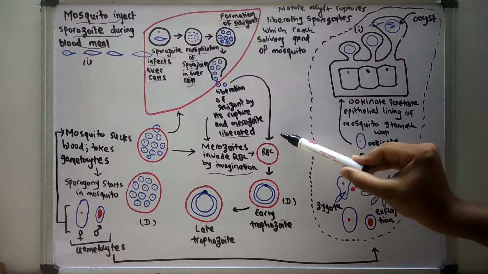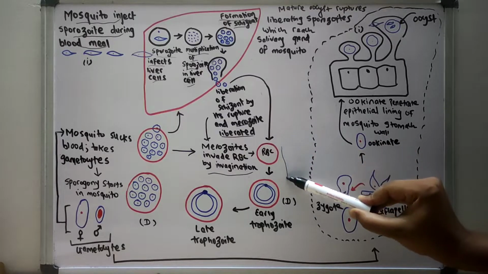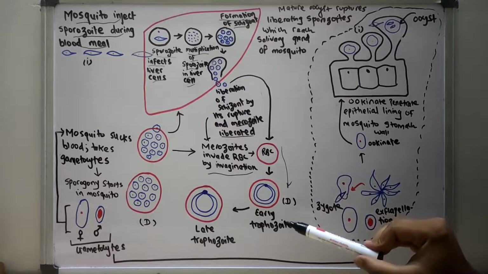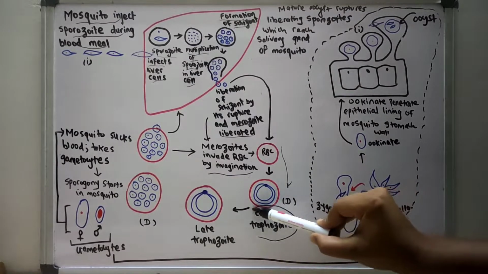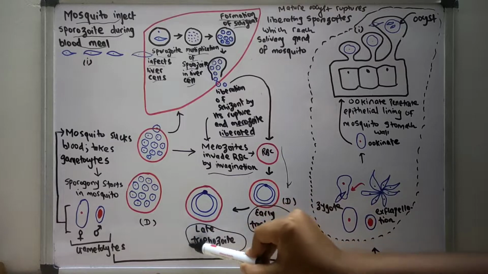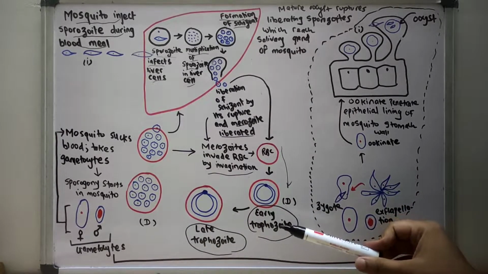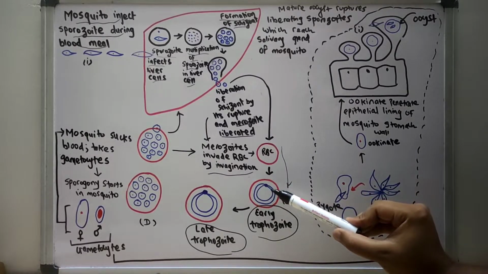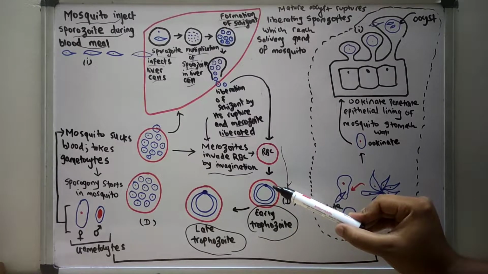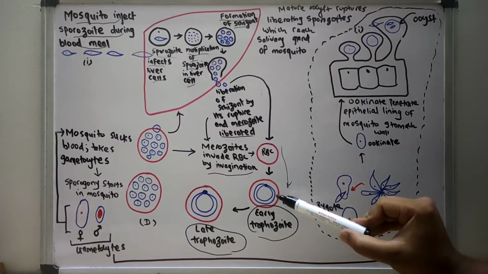After it invades the RBC, there is formation of the trophozoites. So there is formation of the early trophozoite and of the late trophozoite. The trophozoite is an amoeboid-like structure. So you can see the ring-like stage. You can see it is a signet ring-like structure.